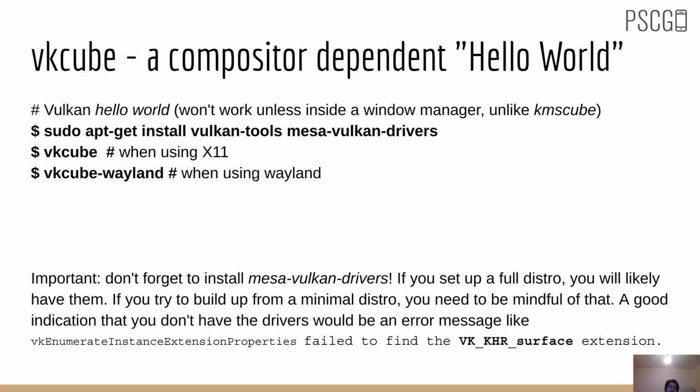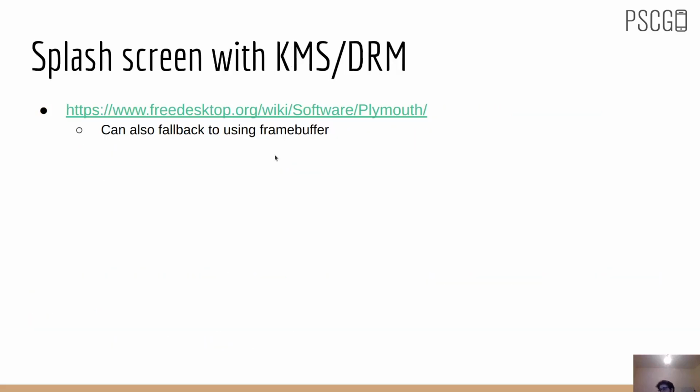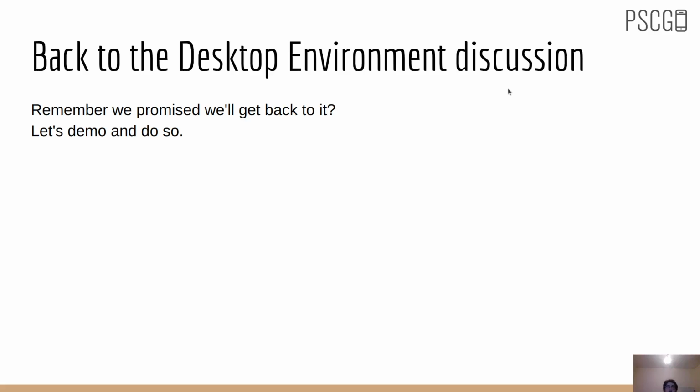So if we do that, we can run VK Cube over Wayland or over X, and I actually showed you both. One more thing: if you have DRM KMS, where KMS is kernel mode setting, it means it's part of the architecture. If you have that, and you do not have frame buffer emulation enabled, DRM FBDEV emulation, then you need to use another mechanism to show a splash screen. Pretty much everybody uses something called Plymouth. It can also fall back to using the frame buffer if you do not have DRM. So just be aware that it exists.